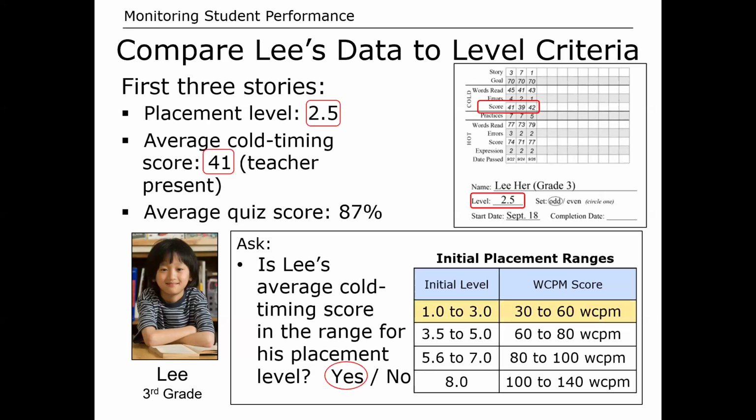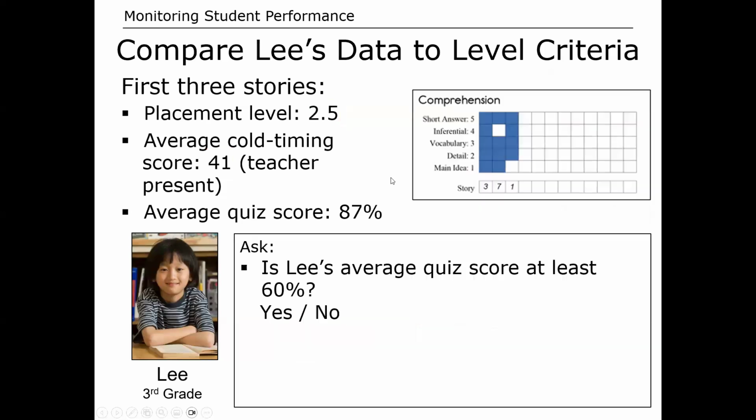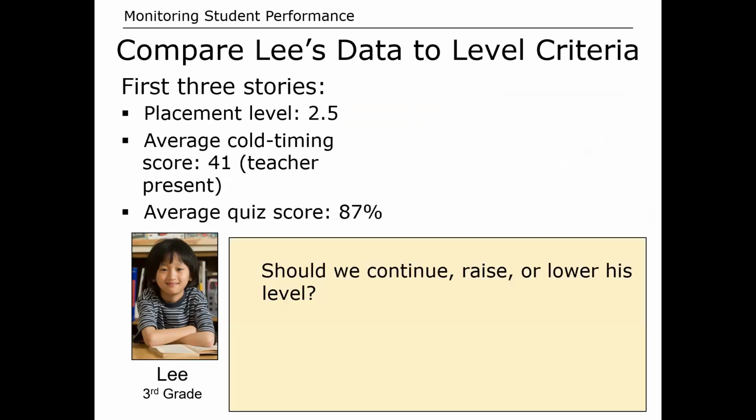He's right within the range. On your student's report, that should have his level listed, and you will find his average cold timing score by adding and dividing these 3 numbers. Now, the next question is, is his quiz at least at 60%? Yeah, he's at 87%. He's doing really well on his quiz. So what would you want to do? Would you want to continue him in level 2.5? Would you want to raise him to a harder level, or would you want to lower him to a lower level?